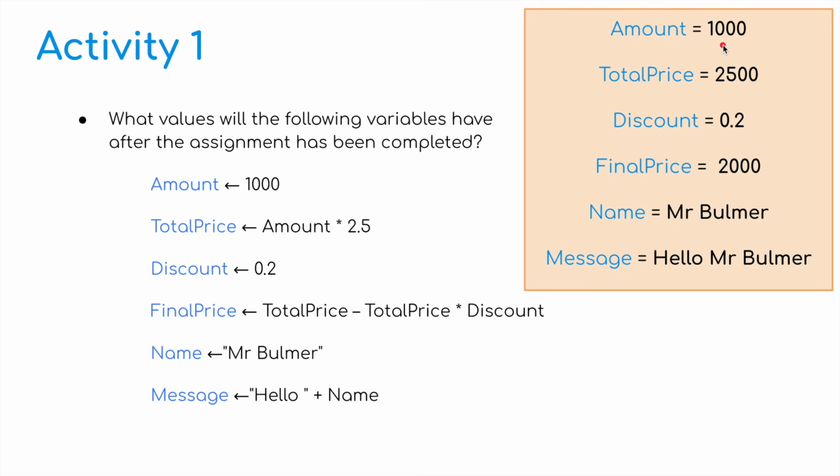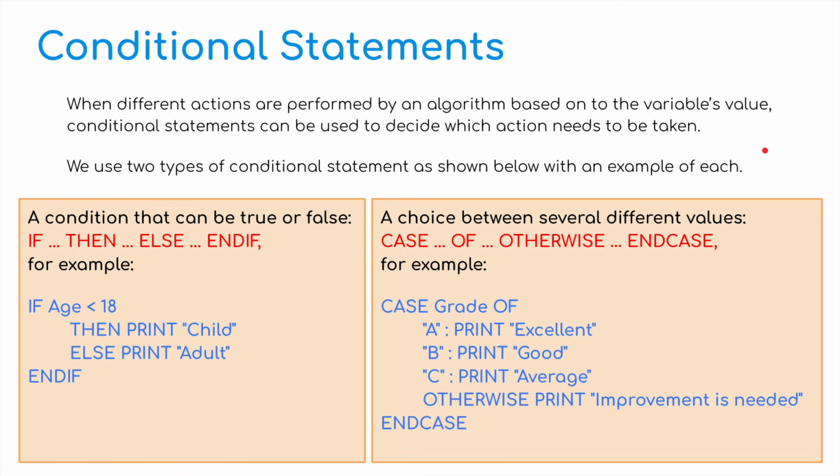So amount stays the same. Of course, we're going to times that by 2.5 to get the total price. A discount of 0.2. A final price would be 2,000. The name, Mr. Bulmer, and a message, hello plus Mr. Bulmer.